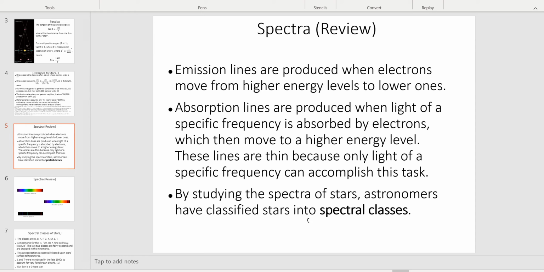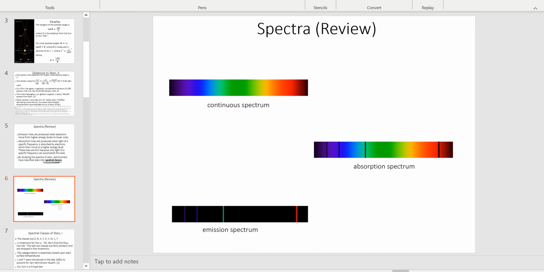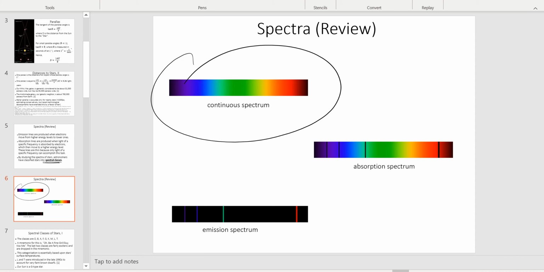And if we classify stars based on their spectra, because it turns out different stars have different spectra, then we get what are called spectral classes. And this is how we categorize stars primarily. There's also a continuous spectrum, by the way, which just means all the different wavelengths of light, the continuous distribution of wavelengths.